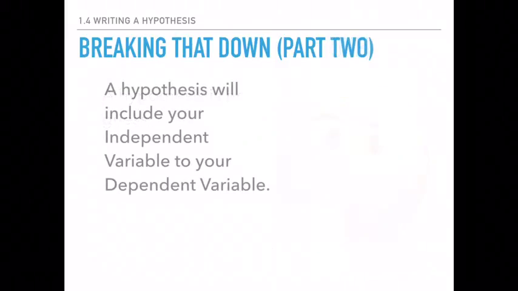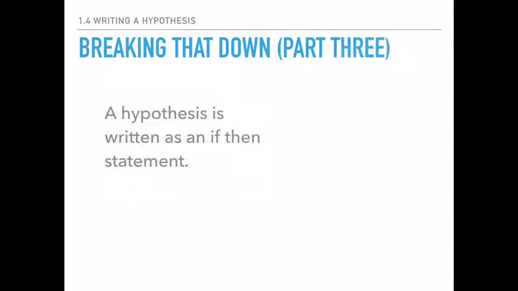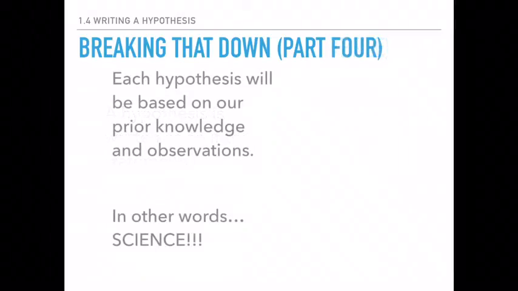Secondly, we want to include our independent variable and our dependent variable, and we're going to try to compare those two. Number 3, we are going to write our hypothesis as an if-then statement. And the final thing is we're going to base our hypothesis on prior knowledge and observations. In other words, we're going to use science to help our prediction.